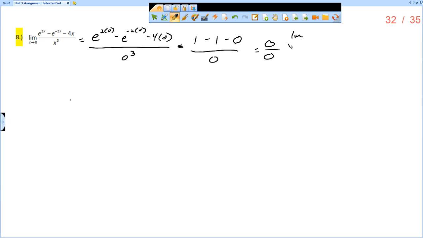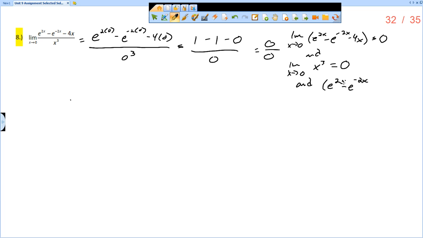So, remember, we need to state that the limit as x approaches 0 of e to the 2x minus e to the negative 2x minus 4x equals 0. And the limit as x approaches 0 of x cubed is also 0. And e to the 2x minus e to the negative 2x minus 4x and x cubed are continuous and differentiable at x equals 0. So then L'Hopital's rule applies, right?